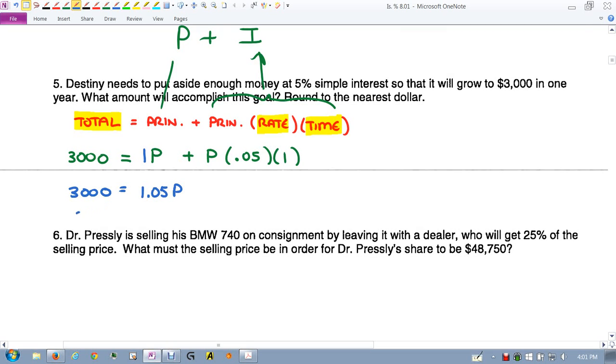Good luck, Destiny. She basically has to have about $3,000 to have $3,000 at the end of a year. I mean, it's so close because the interest rate's so small, 5%.